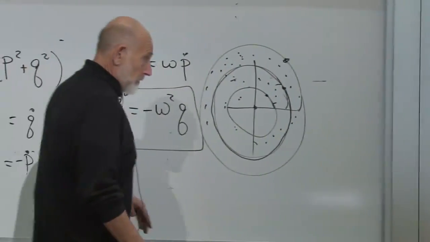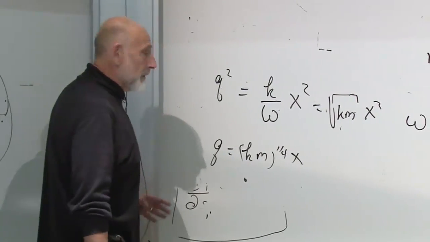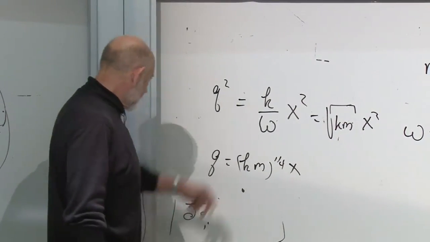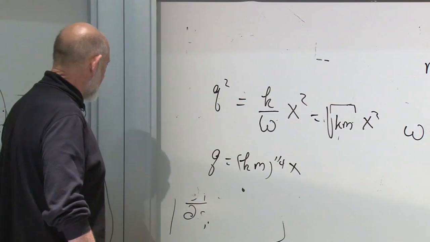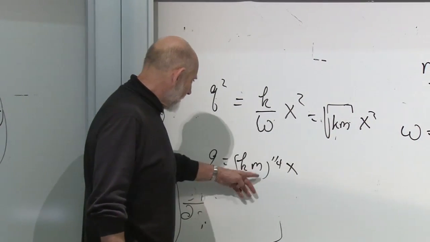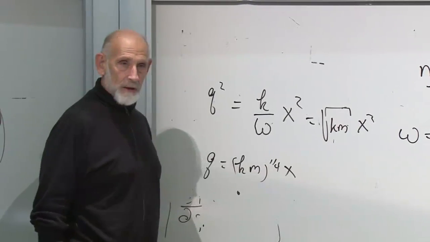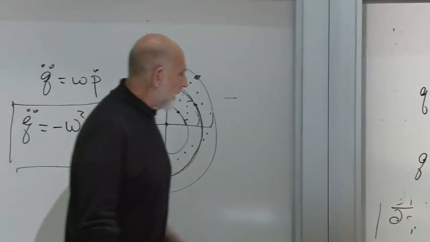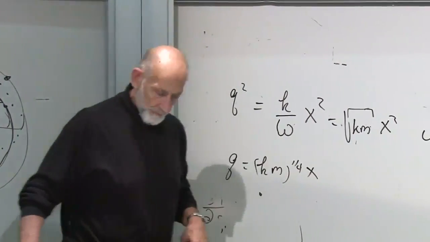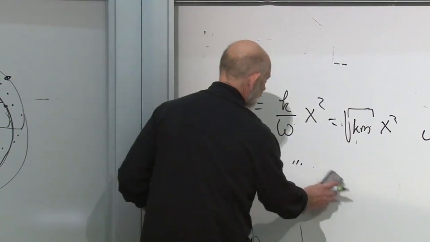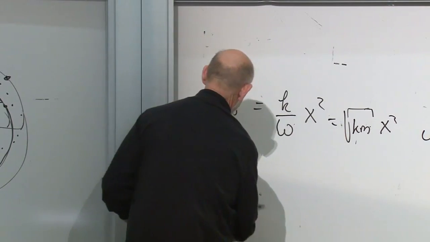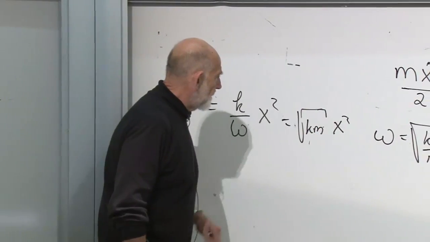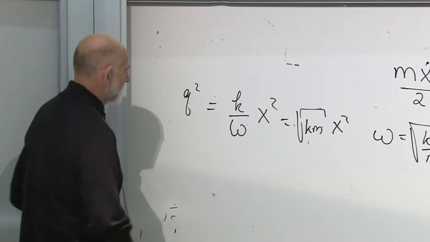But it's at a cost. The cost, it's not really a cost, but nevertheless, Q no longer has units of length. Q now has some cockamamie units that I can't even figure out. What are the units of Q? I don't know. Whatever k was, mass, a quarter power, times a length. The units of Q are not the units of length. Okay. Let's keep going and now go to the kinetic term. If Q squared is square root of km x squared, then what is Q dot squared?